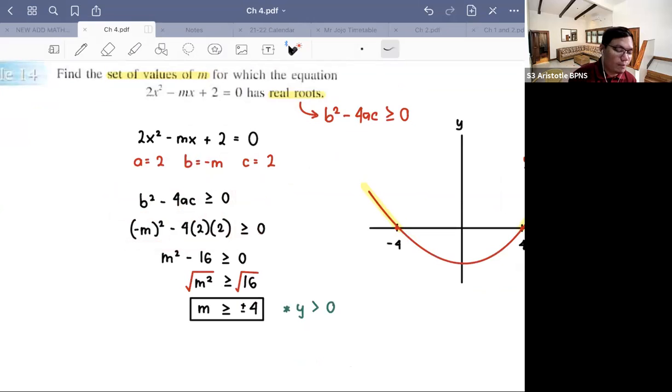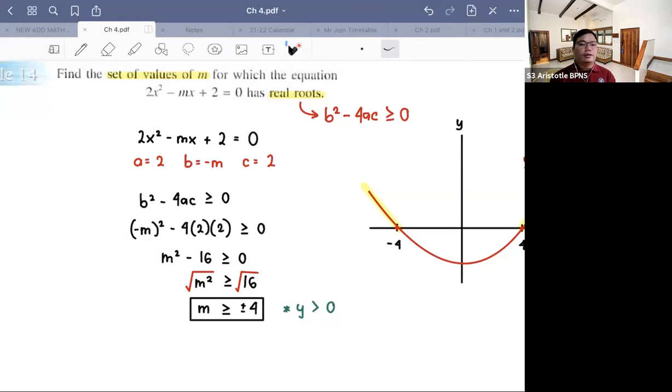And then solve for m. So m squared minus 16 is greater than or equal to 0. If you're solving for m, you transpose it here, it becomes positive 16. And then to get rid of the square, of course, get the square root of both sides. So therefore, m is greater than or equal to 4 or less than or equal to negative 4.